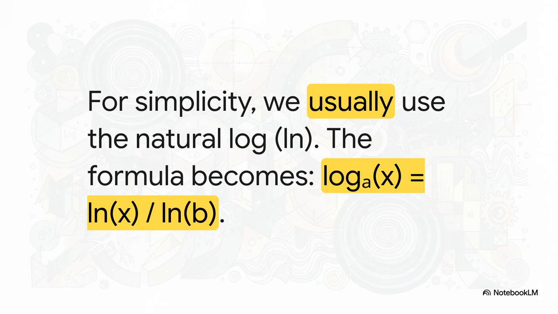Now, while you could technically use any base, base 7, base 52, whatever, to make our lives easier, we almost always pick one of the two buttons we actually have on the calculator. And most of the time, we just default to the natural log, ln. So the formula you're going to use day to day is just this: the natural log of the number divided by the natural log of the original base. It's simple, it's clean, and it works every time.